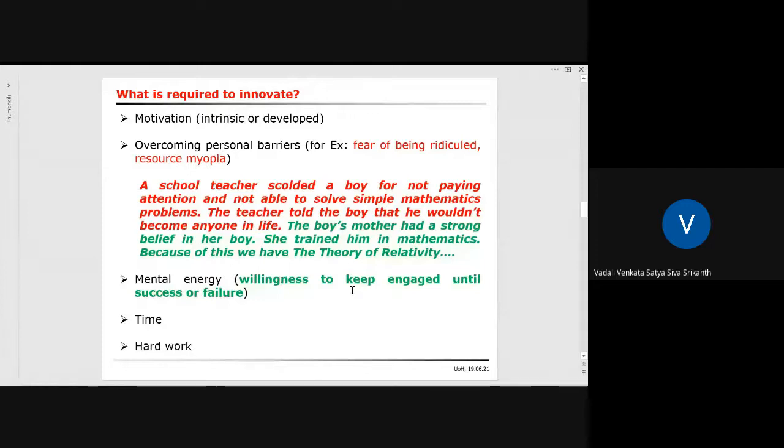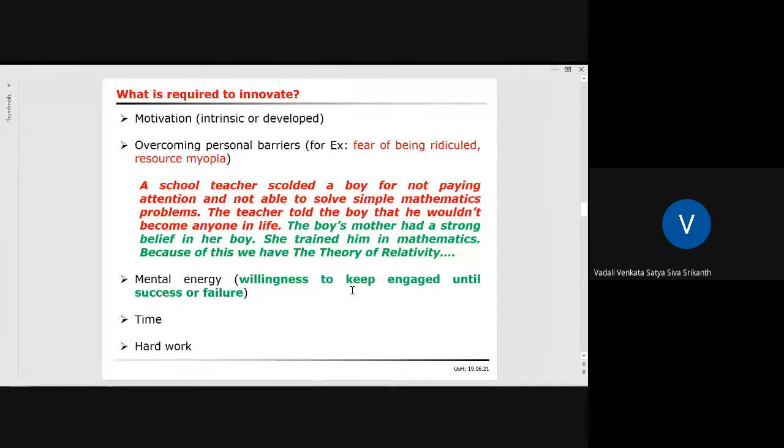Resource myopia is another example. Here is one example of it. You don't seem to recognize the resources in the people around you. A school teacher scolded a boy for not paying attention and not being able to solve simple mathematics problems. The teacher told the boy that he wouldn't become anyone in life. But the boy's mother had a strong belief in the boy. Of course, mother's love, you can think of. She trained him in mathematics. And because of this, we have the theory of relativity. The boy turned out to be Einstein.